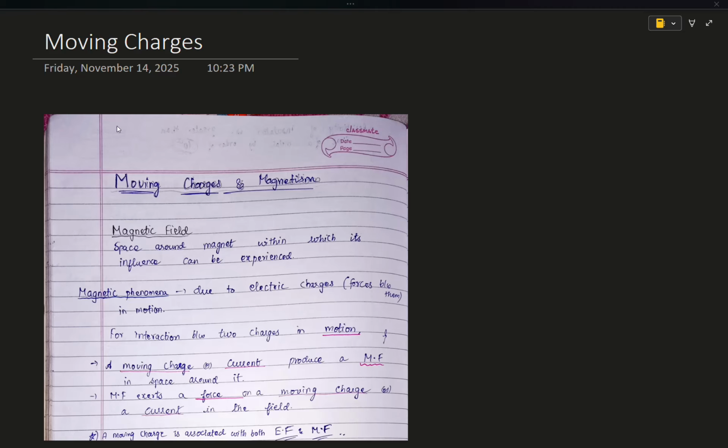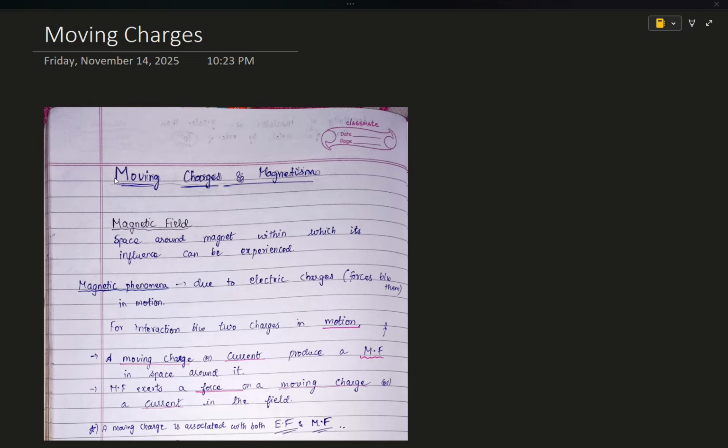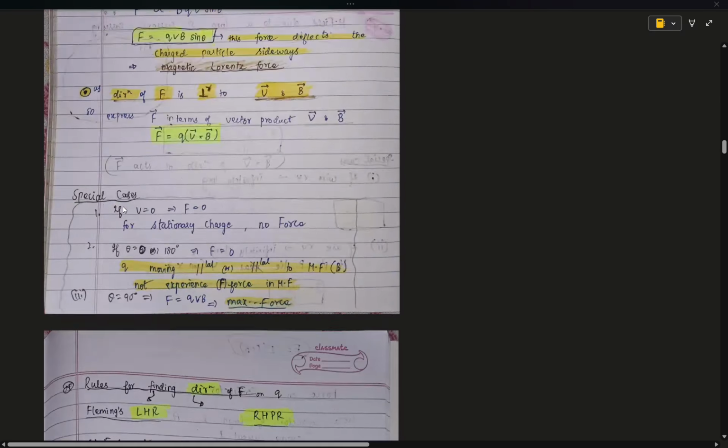Hello everyone. So now we are going to discuss an important chapter called Moving Charges and Magnetism. This is a very important chapter in your class 12th part 1 and also the lengthiest chapter. But trust me, after watching this video, you will feel it is very easy because I have compiled everything from the first topic to the end of the topic.